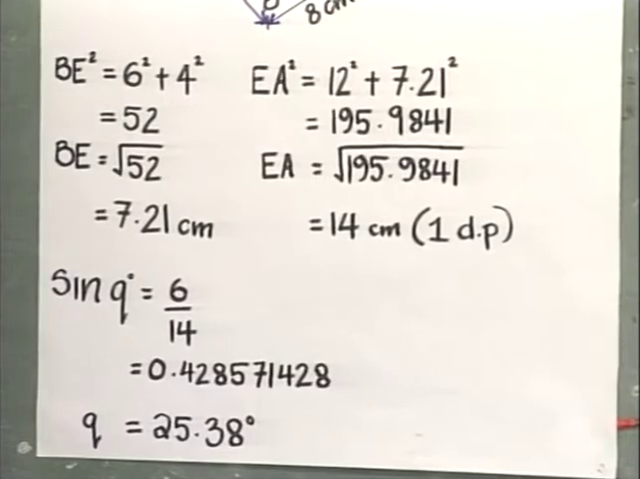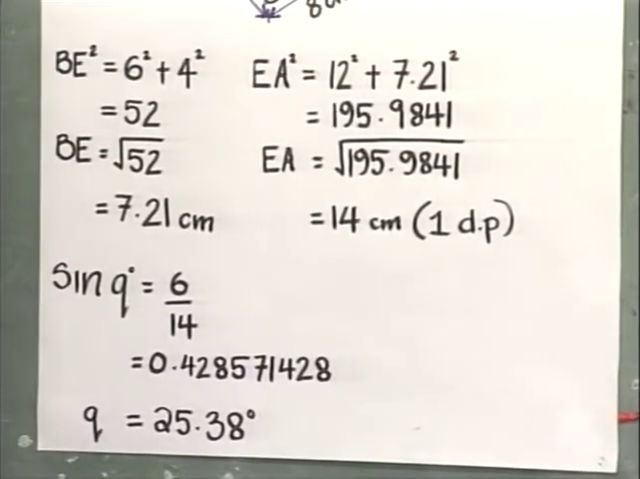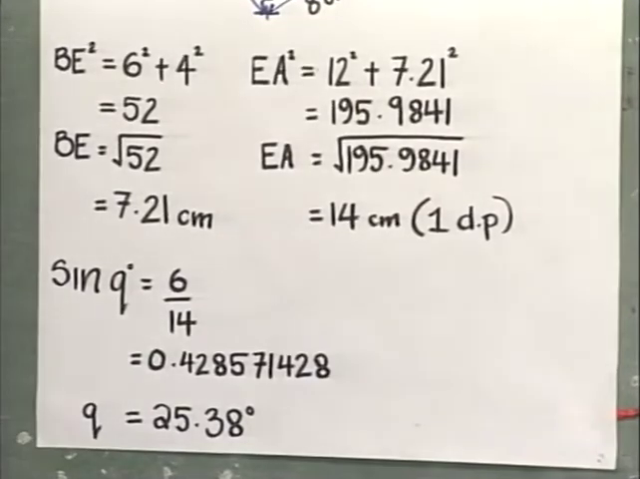EA squared equals 12 squared plus 7.2 squared, which equals 195.9841. EA equals the square root of 195.9841, which equals 14 centimeters, to one decimal place.